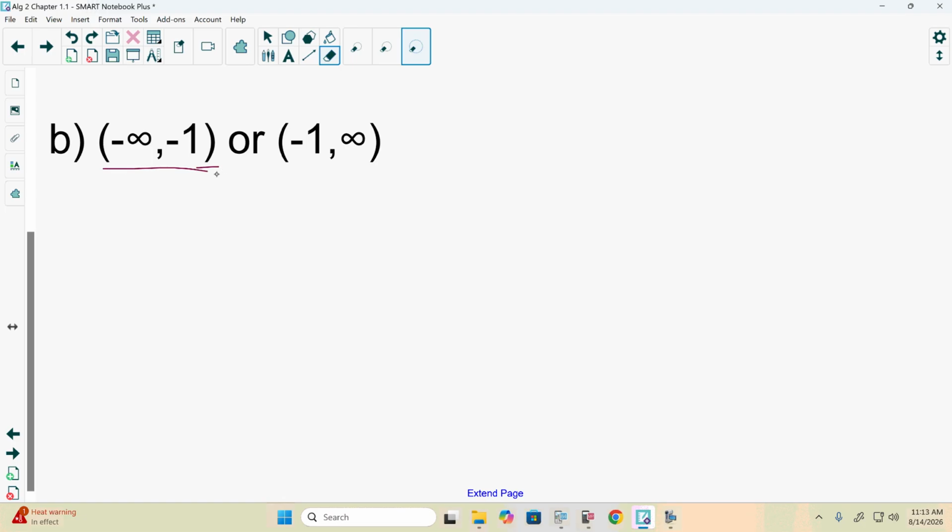And for this first one, we're saying it's all the numbers from negative infinity to -1. So we want all the numbers smaller. So it would be less than. X is less than -1. And again, I said there was two ways that we can do this.